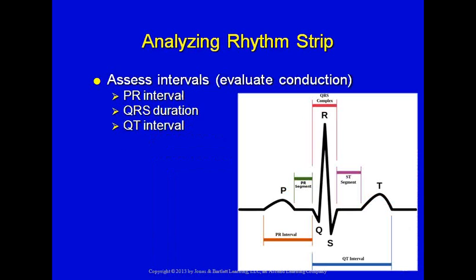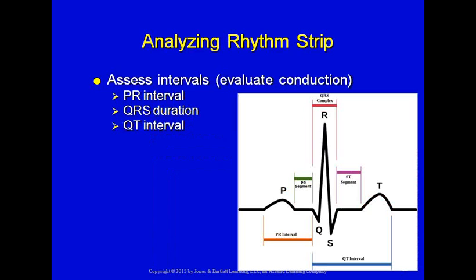I also want to start measuring my intervals. Is my PR interval 3 to 5 small squares? Is my QRS width less than 3 small squares? And is my QT interval within normal limits? Because again, if the PR interval is too long, you're looking at a first degree heart block. If your PR interval is too short, you're looking at WPW.